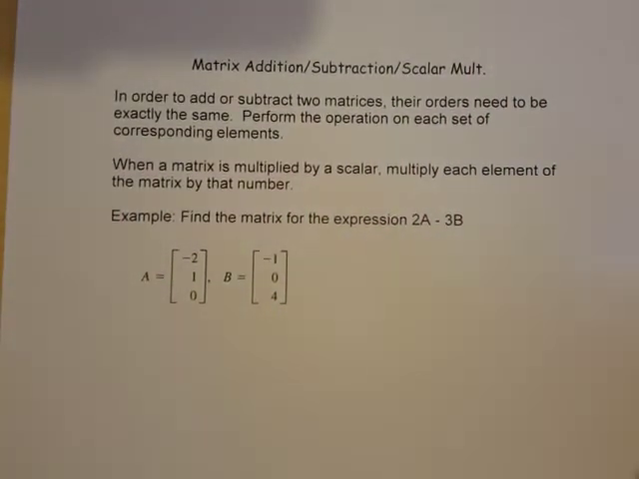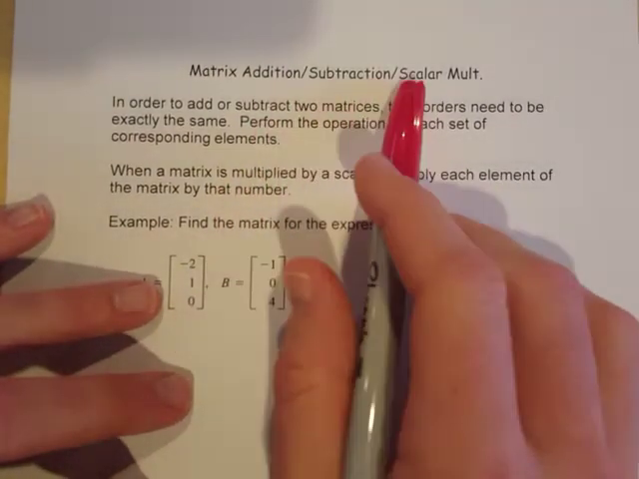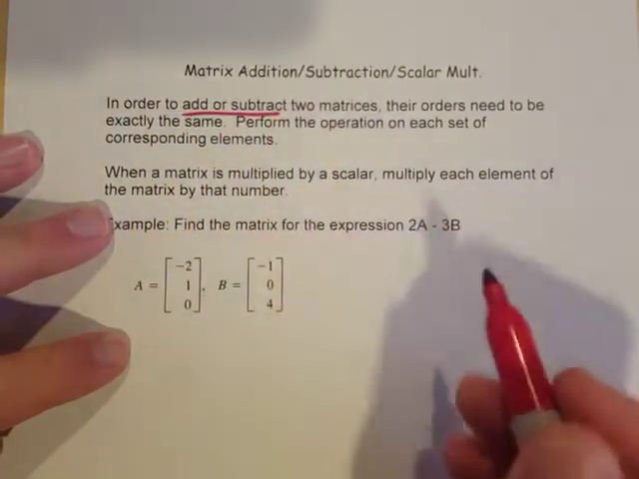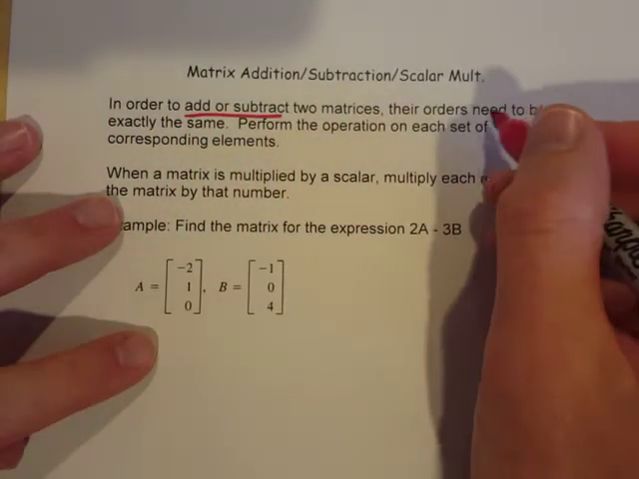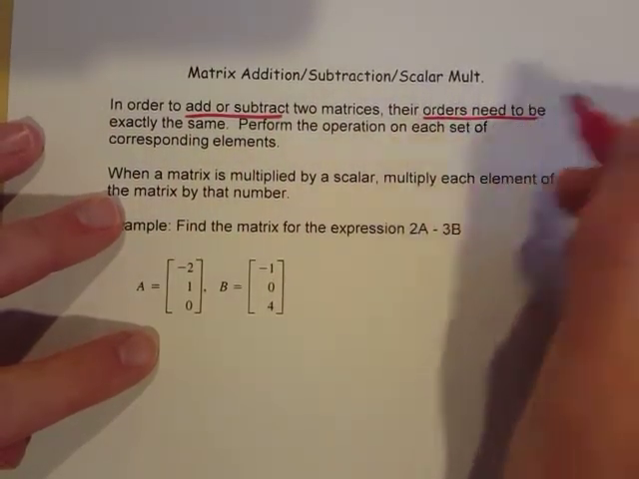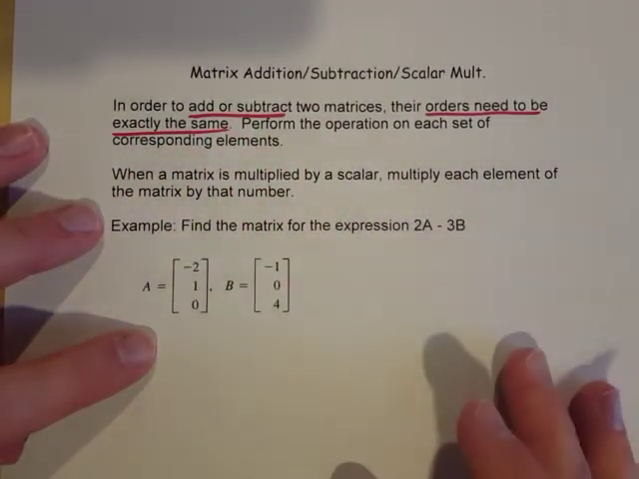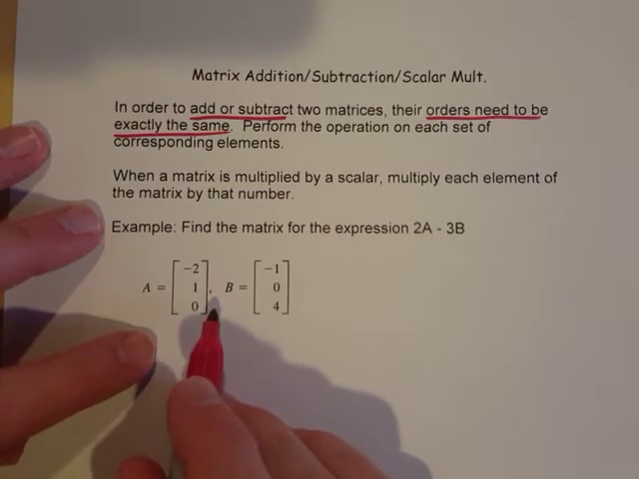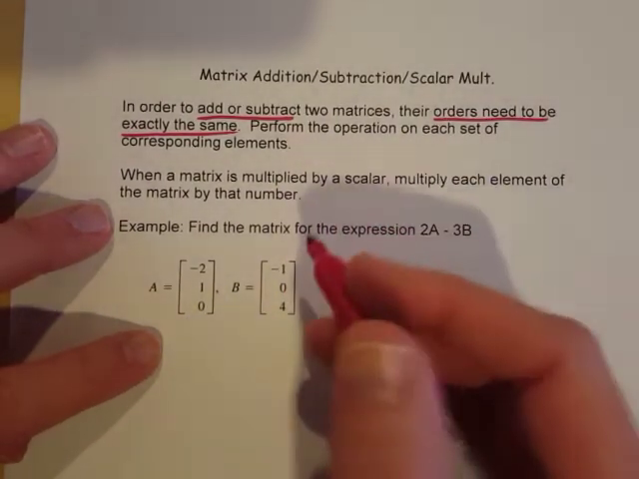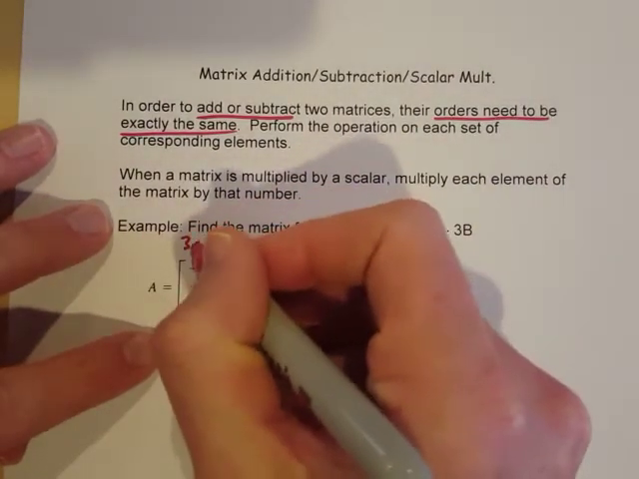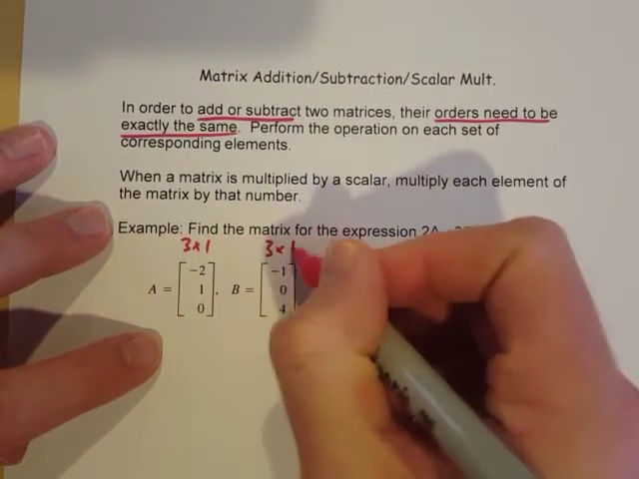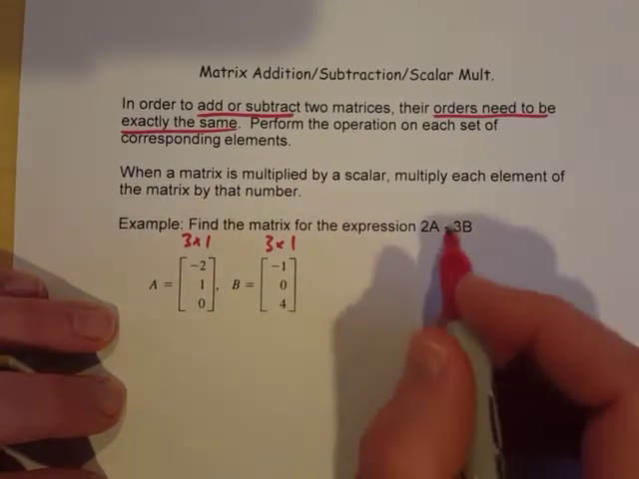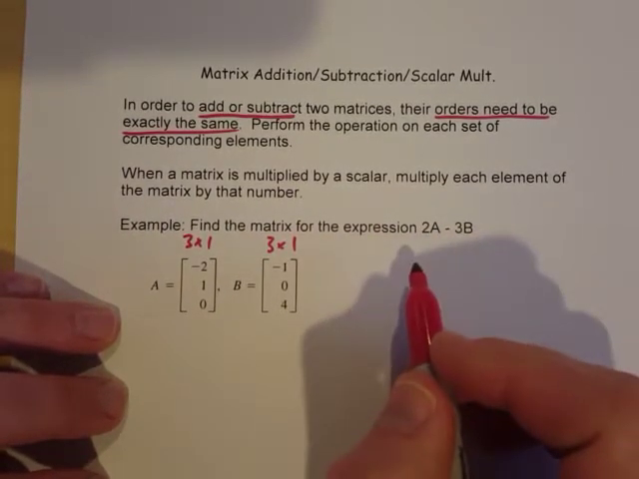a little bit different. But for addition, subtraction, scalar multiplication, first of all, in order to add or subtract two matrices, their orders need to be exactly the same. That's really important. So here we've got A and B. If we're going to do anything with those, we need to know that they're exactly the same. This is a 3 by 1 and a 3 by 1. So we know then we can add those together, or we'll do the scalar multiplication here as well.